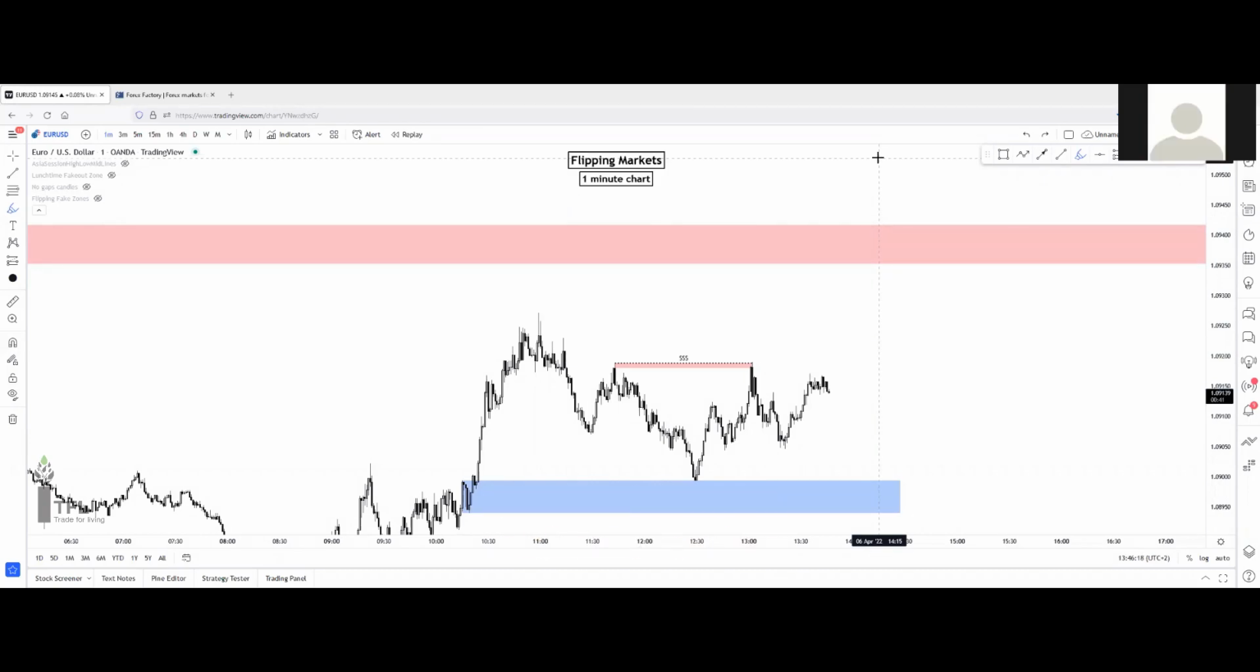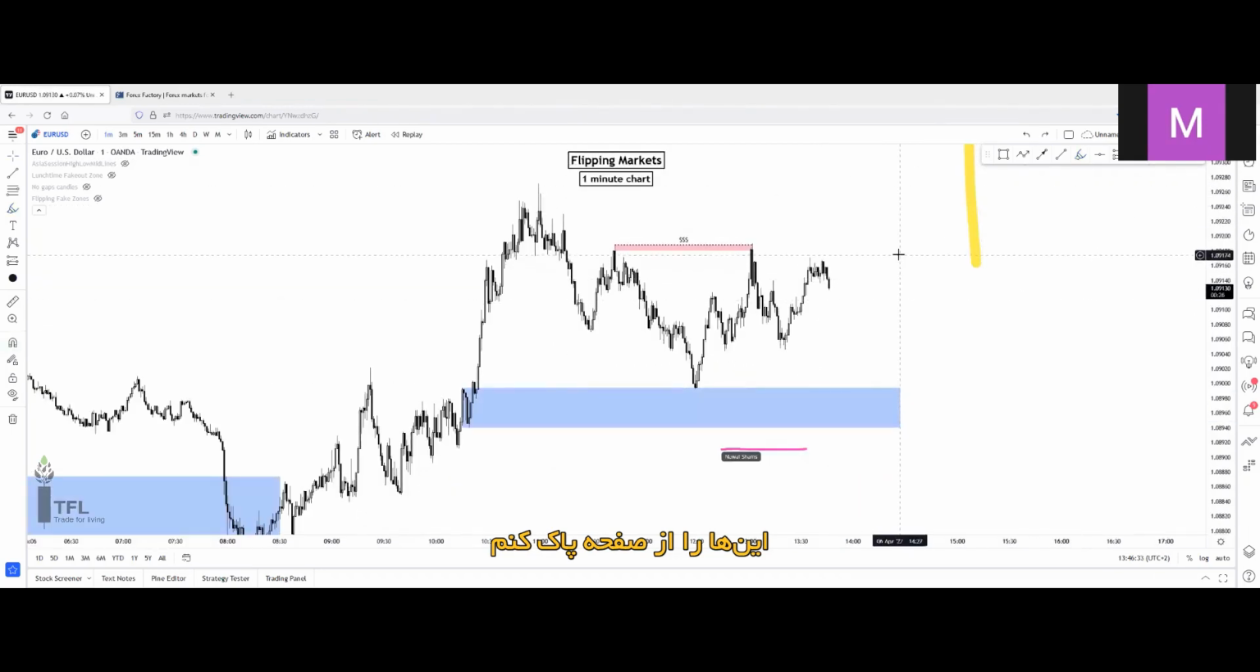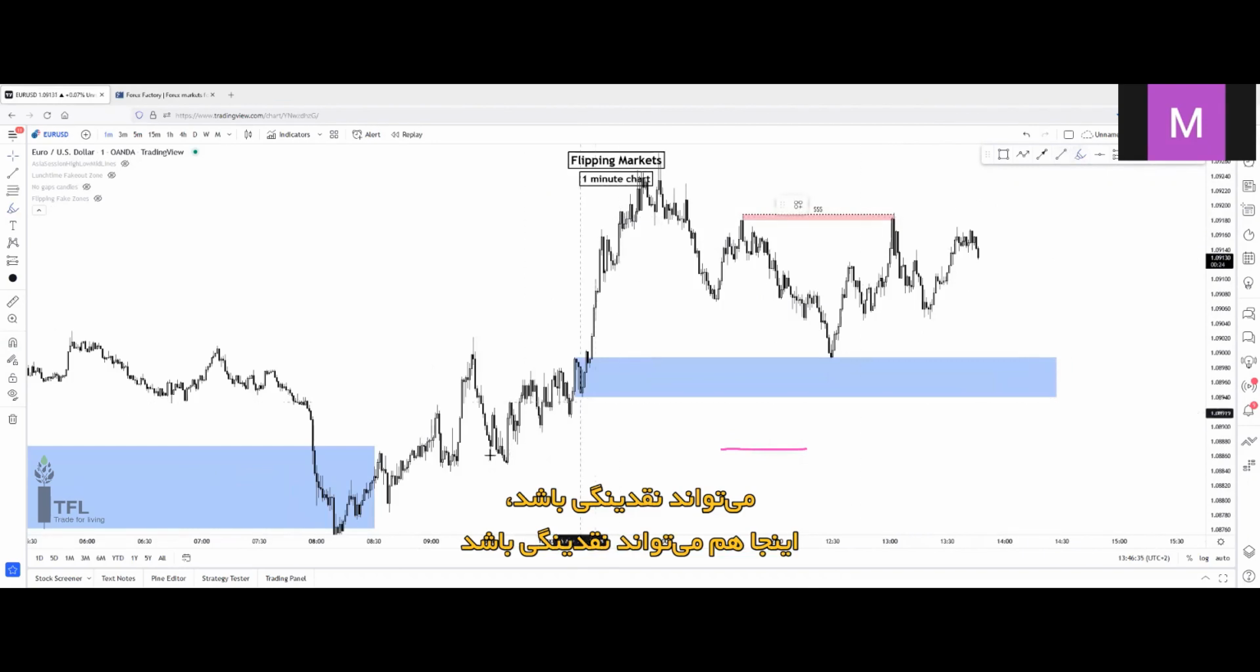At the demand you marked up, you don't think there is liquidity down at that point? Could be liquidity. There could be liquidity. Okay. Let me just remove this from my screen. So there could be liquidity, of course. This could be liquidity. This could be liquidity also.